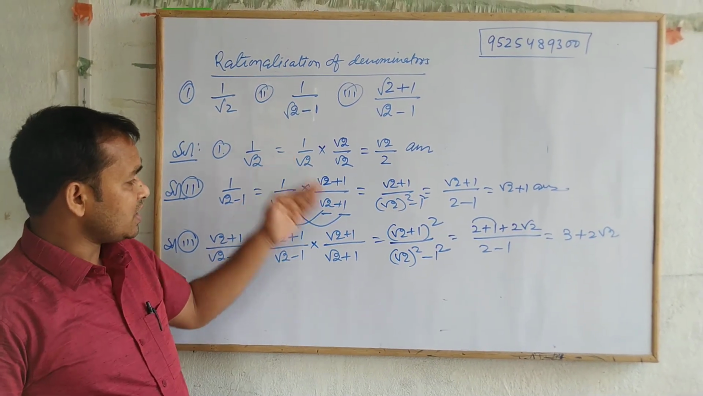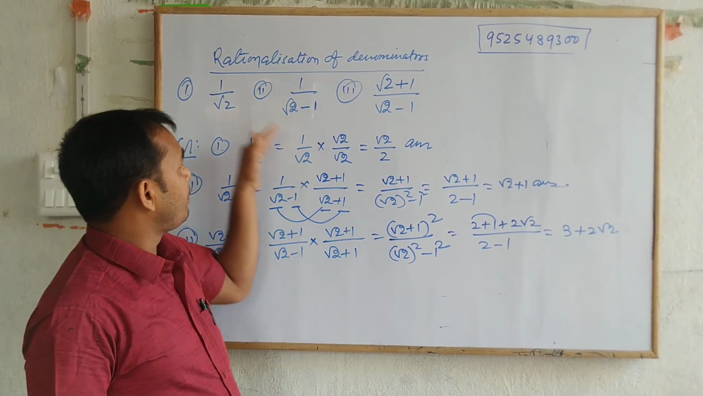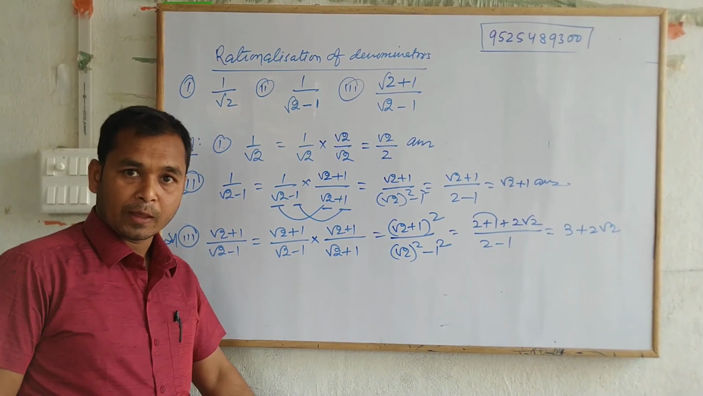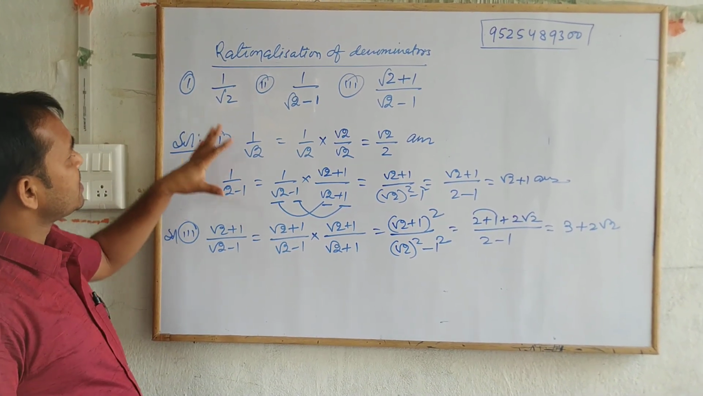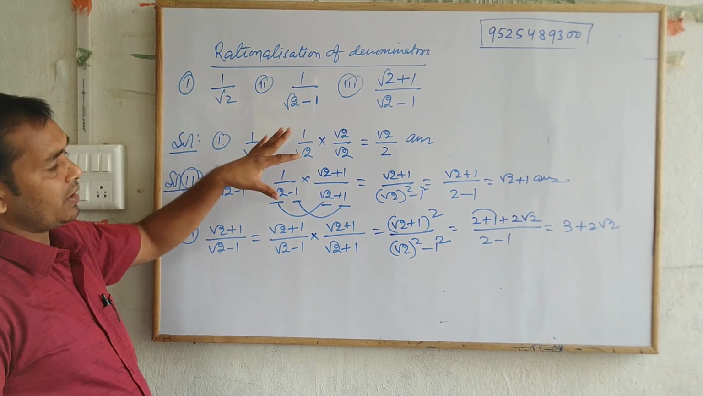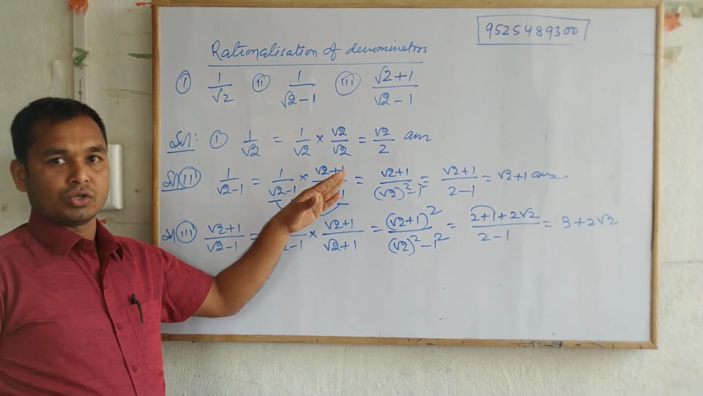So this is the solution of the three types of questions. Now you can solve rationalization of the denominator. Such types of questions you can now solve.